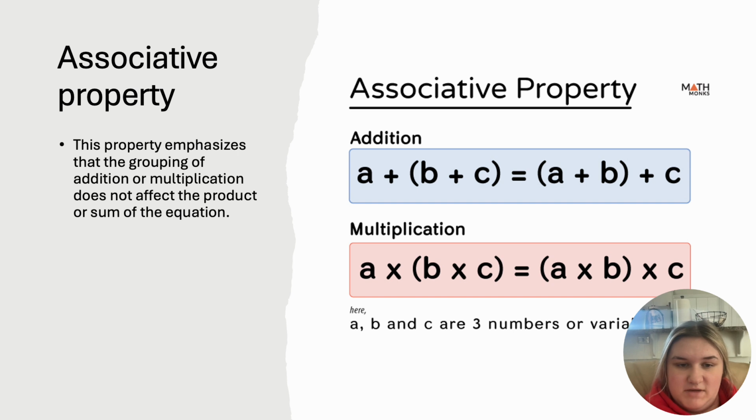And then the associative property, this is emphasizing the grouping of addition or multiplication will not affect the outcome, which was the product or the sum. So in the blue highlighted, the addition would be A plus the parentheses of B plus C would equal A plus B in the parentheses plus C on the outside. Then the same thing with multiplication. It would be A times B times C in the parentheses, and then you would multiply that together. It would equal the same thing as A times B in the parentheses times C on the outside. So you would just multiply that after you went ahead and did the parentheses.